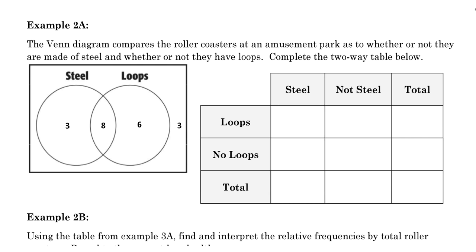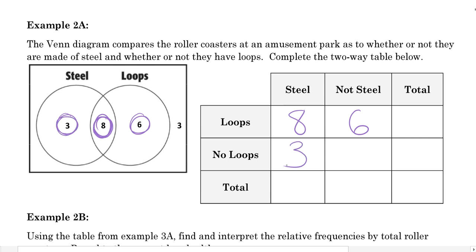If I am looking for the number of roller coasters that have steel and have loops, I'm going to look at my Venn diagram, and that's going to be that shared number. That's where your circles overlap. So I would put 8 in that category. If I'm interested in the roller coasters that have loops but are not made of steel, that's going to be in the portion of the loops circle that does not overlap, which is 6. And if I am looking for the number of roller coasters that have no loops but are made of steel, again, that would be in that first circle, and that would be 3.